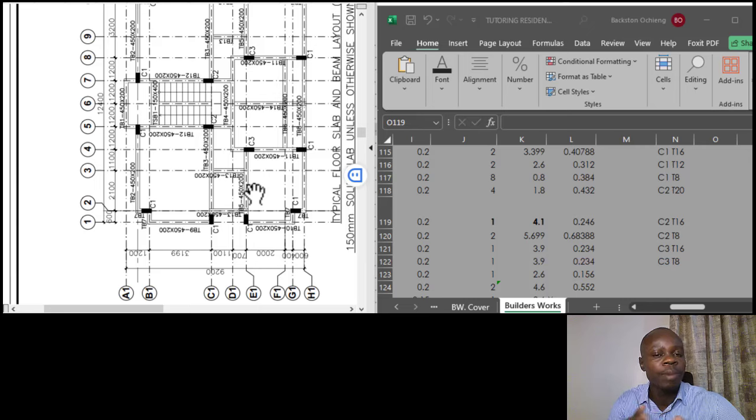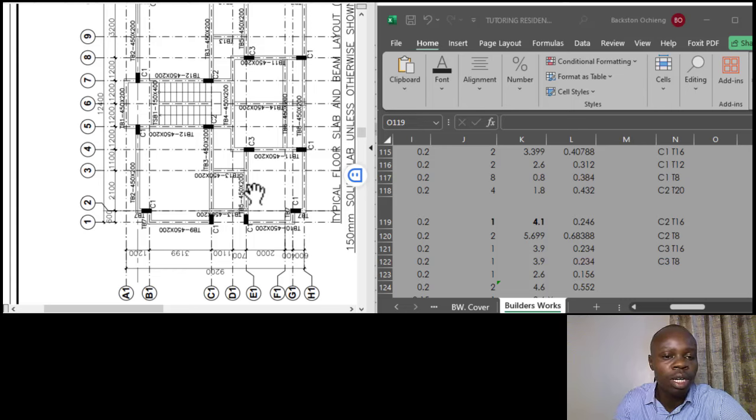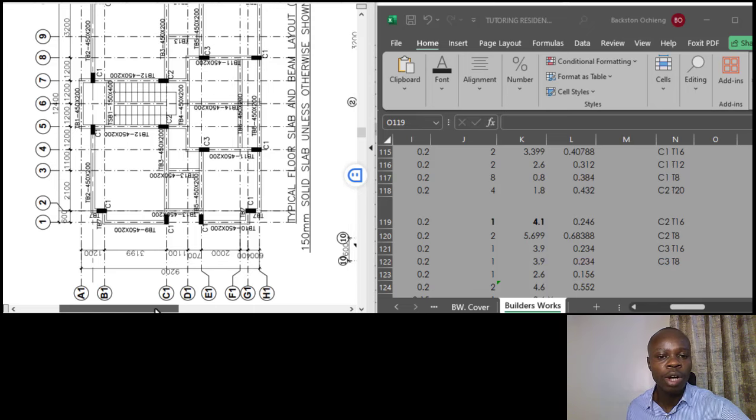Sometimes it might be combined with the slab layout, but in other cases it might be dealt with independently, as in it might be drawn on its own. For instance, in this case we have this as a beam layout. Then you can interpret your drawing, which is very crucial, because if you don't know how to interpret your drawing, then you are in for a long day. Typical floor slab and beam layout.